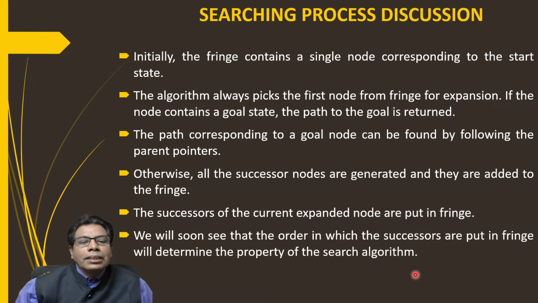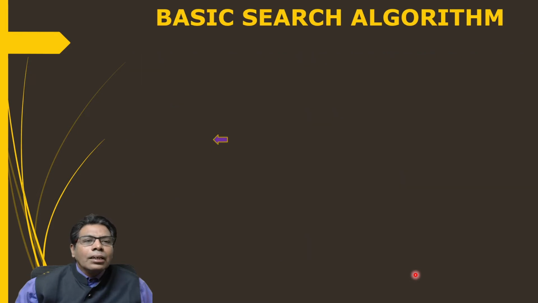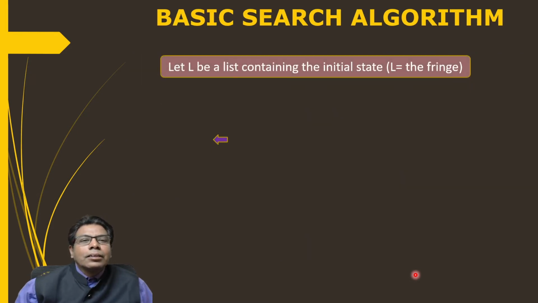We will soon see that the order in which the successors are put in the fringe will determine the property of the search algorithm. Here we have to understand that this will depend on the search algorithm, whether breadth first or depth first. Depending on that, the order in which the successors are put in the fringe will be determined by the search algorithm.